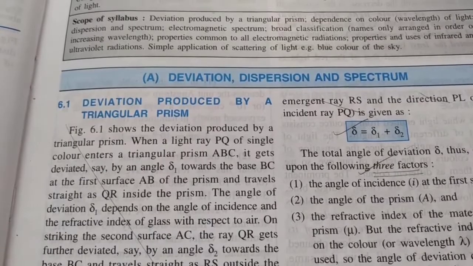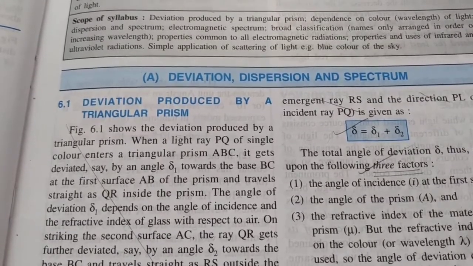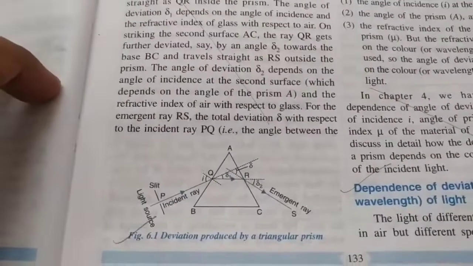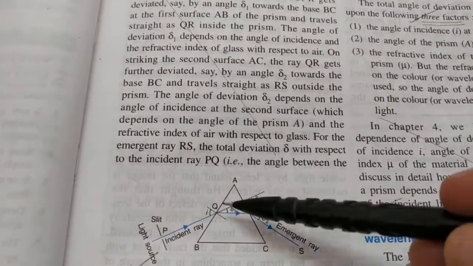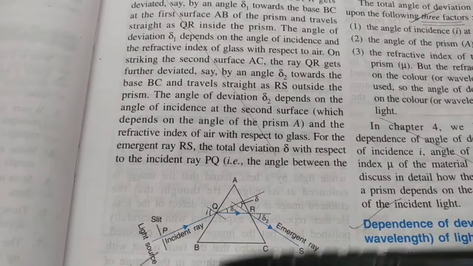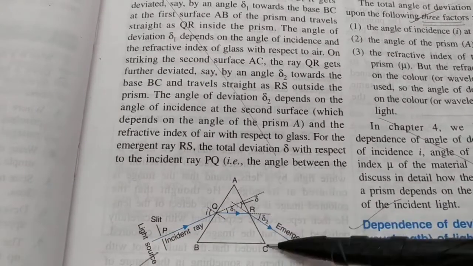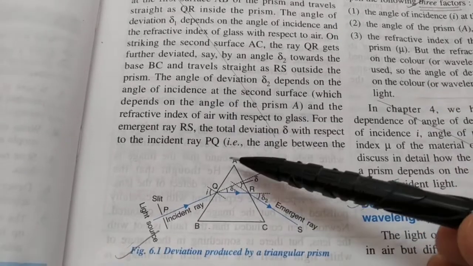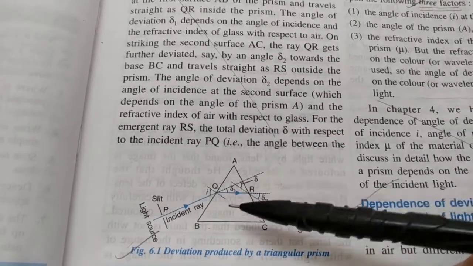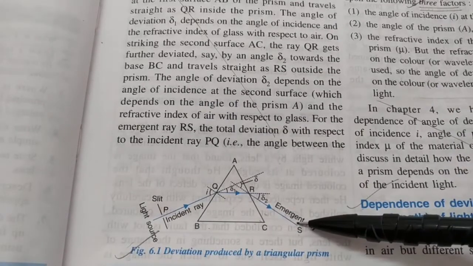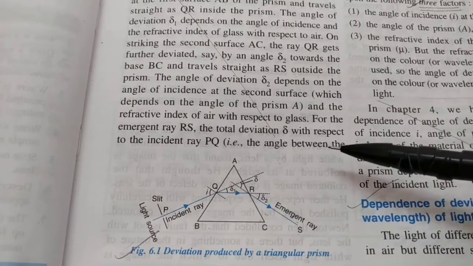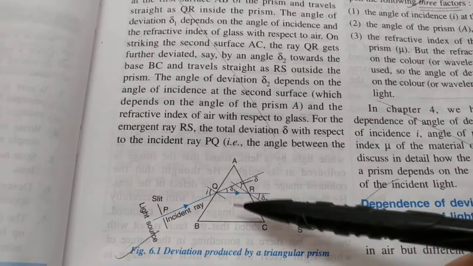Let's study 10th standard ICSE Physics, Chapter 6, Spectrum. Section A, Deviation, Dispersion and Spectrum. We have studied that light bends twice while passing through a prism because it has two refracting surfaces, AB and AC. And since the two surfaces are not parallel, hence the emergent ray is not parallel to the incident ray. So there is a deviation.